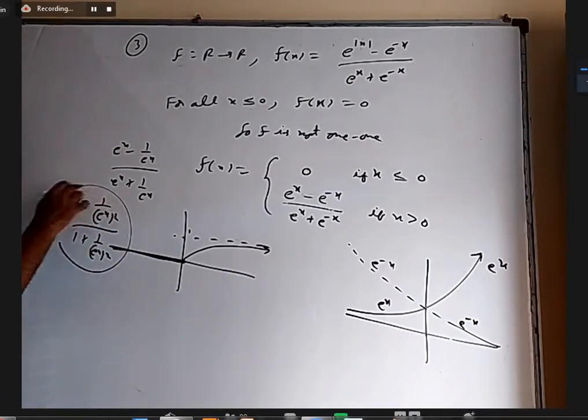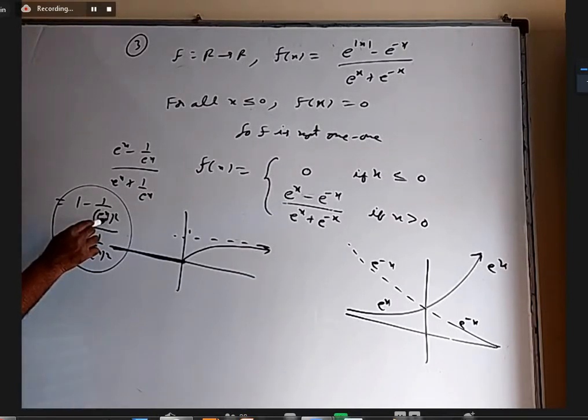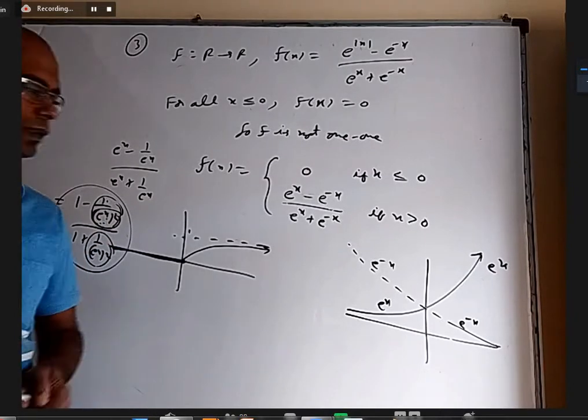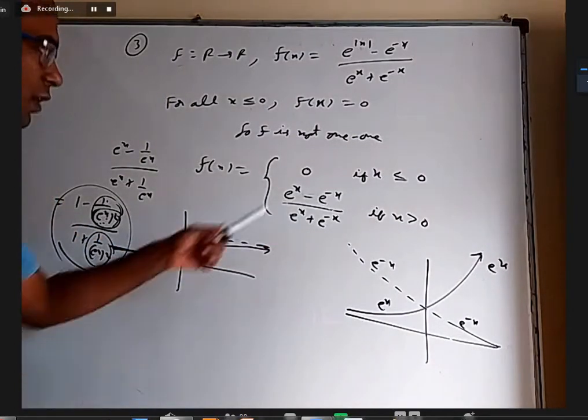Tell me, when x is tending to infinity, what will happen to this limit? Tends to 1. E power infinity is infinity, and 1 by infinity will be 0. This is becoming 0, 1 by a very big number. 1 minus 0 by 1 plus 0. It will be 1. That's what I'm showing here. It is trying to reach 1. Okay, so this is a graph of this function.